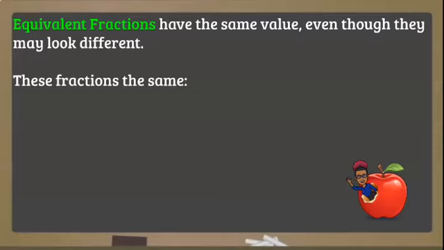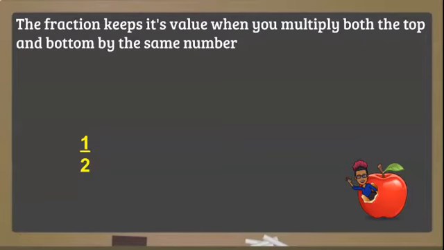Equivalent fractions have the same value, even though they may look different. These fractions have the same value, or these fractions are the same. Half is equal to 2/4, which is also the same as 4/8. The fraction keeps its value when you multiply both the top and bottom by the same number.